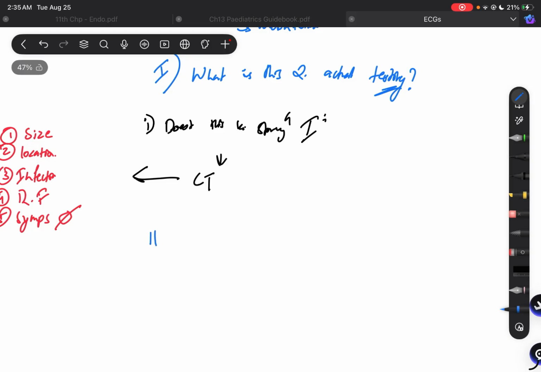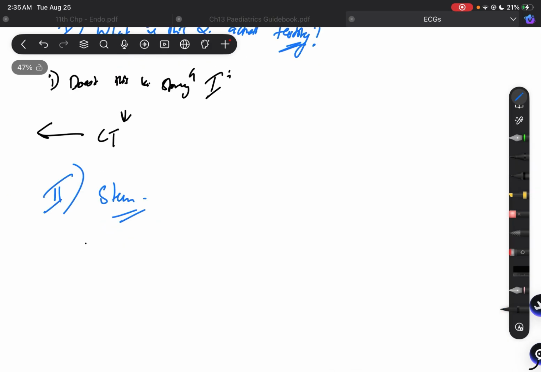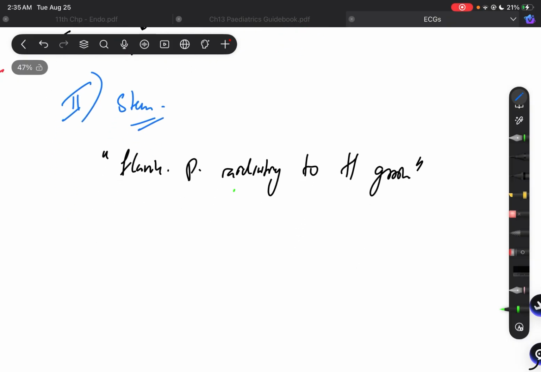Now let us move on to the second part, which is breaking down the stem. All right, and in this we'll be discussing the symptoms that we had been given, which is flank pain radiating to the groin. Now I want you to take a minute and think, what type of pain is this? This type of pain is a classic ureteric colic.